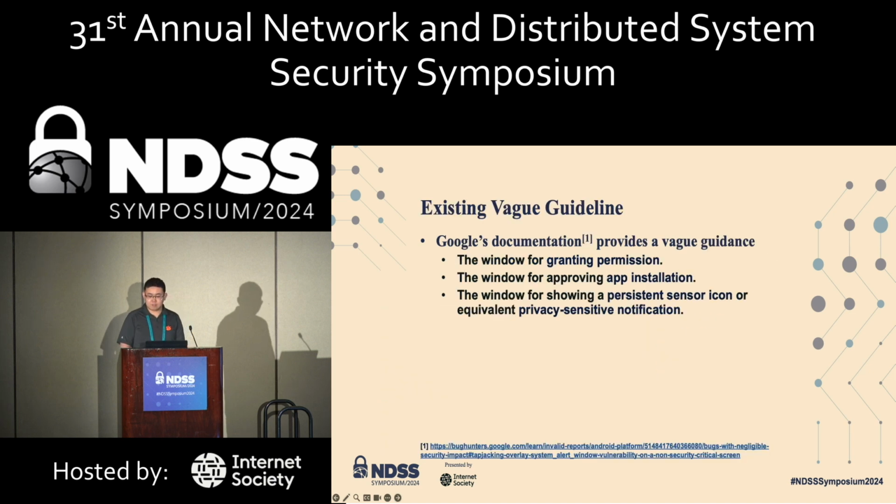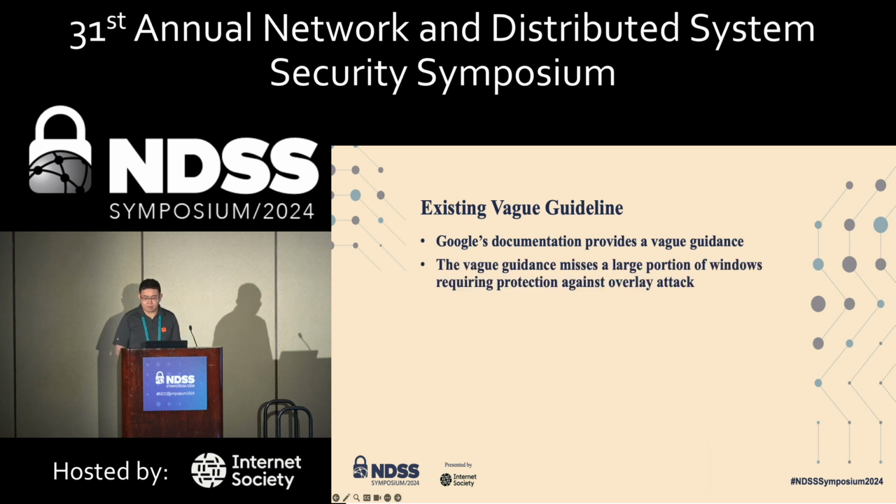We consider that the root cause of these missing protection issues stems from the absence of a proper guideline, outlining which windows of system apps need protection against the overlay attack. Through reviewing Google's documentation, we can only derive a vague guidance, which roughly states that the window for granting permission, the window for approving app installation, and the window for showing a persistent sensor icon or equivalently privacy-sensitive notification require protection against the overlay attack.